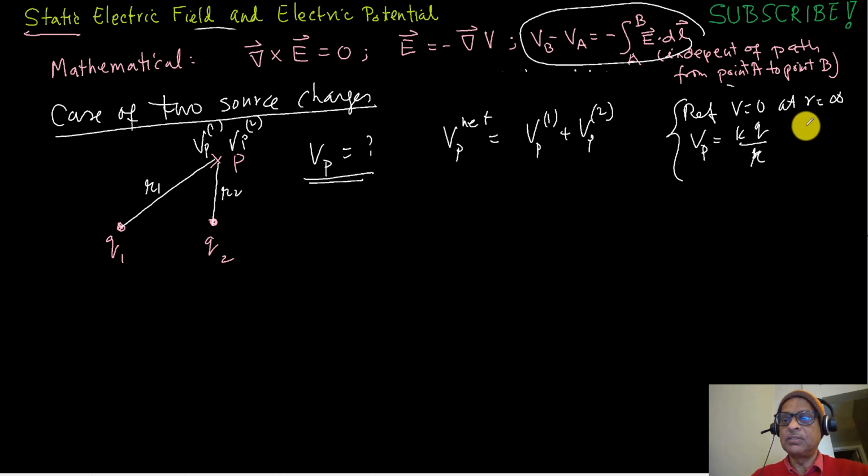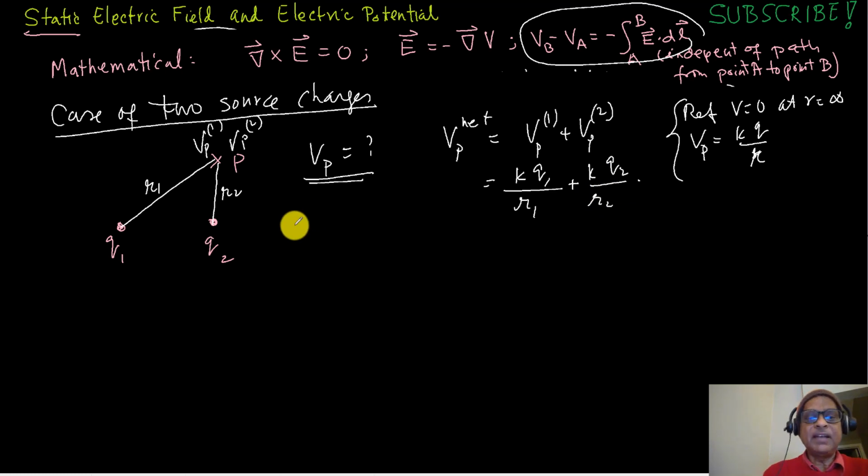We can put a script R. So this is the formula for any charge. So this is simply V equal to K Q1 over R1, no vector, just a positive or negative number. If the charge is positive, it's positive. If the charge is negative, it's negative. Plus K Q2 over R2.